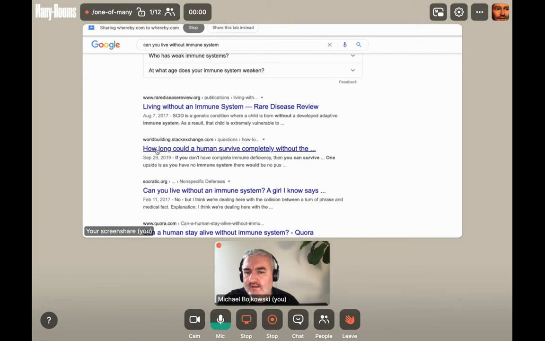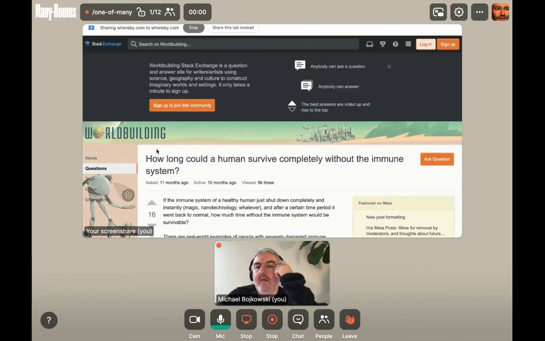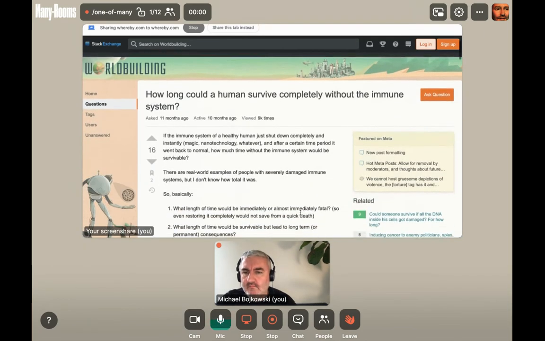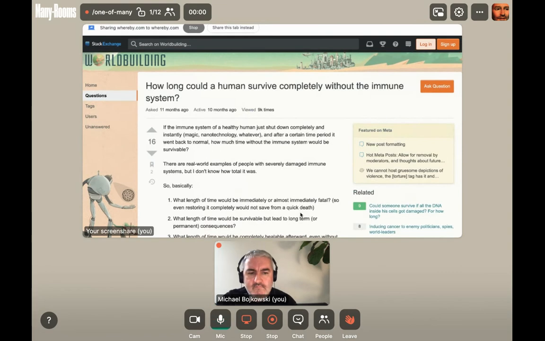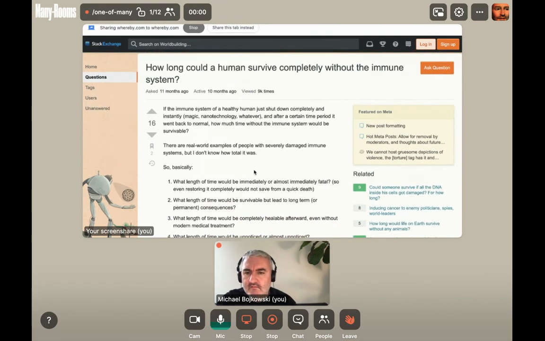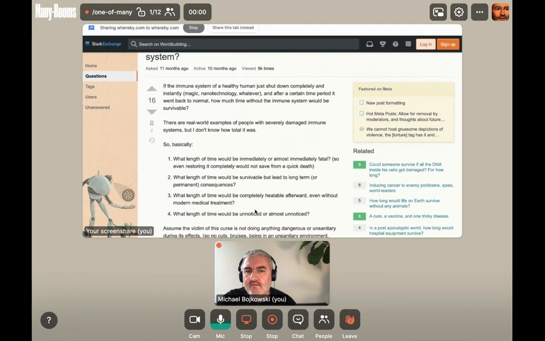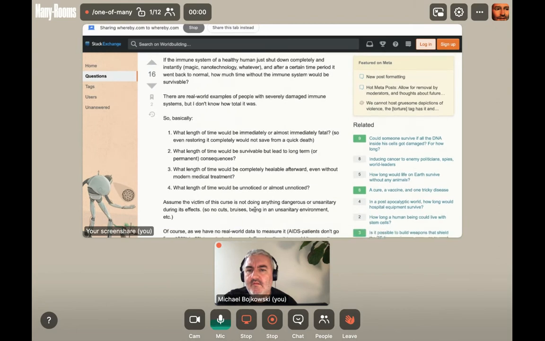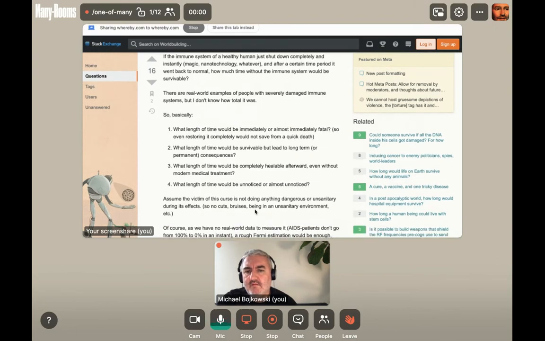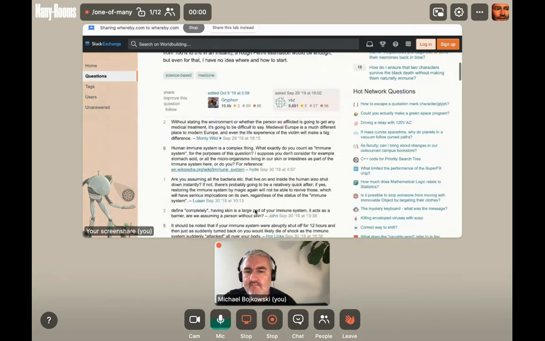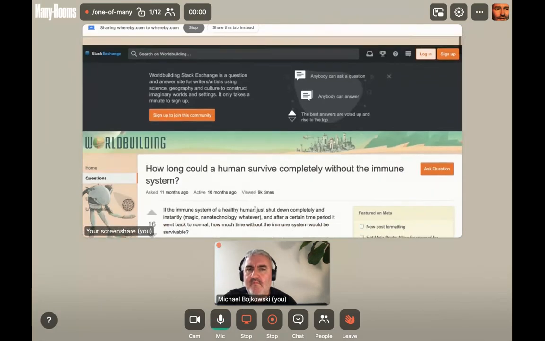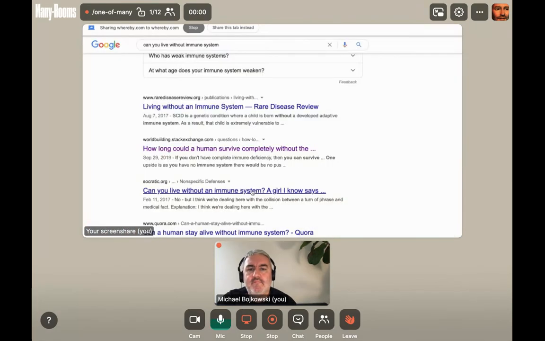World building. What the heck is this? What is this? This looks terrible. Is it for gaming? Immune system health just shut down completely instantly. And after a certain period, it went back to normal. How much time with him is it? Real example is basically, well, this is, that's not going to help us.